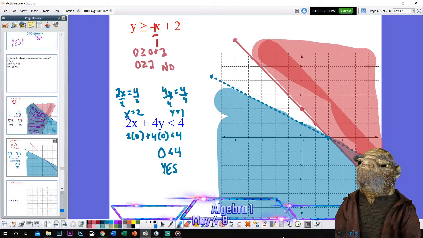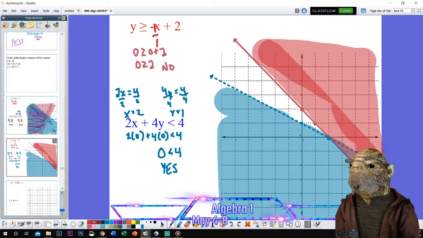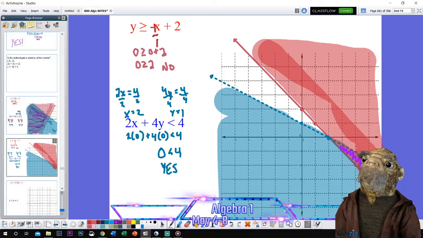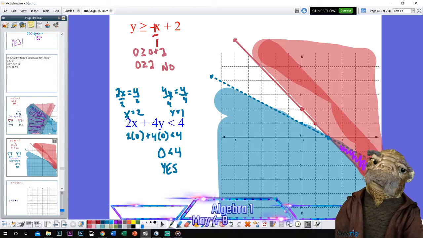Alright, now it's a little bit hard to see where they overlapped, but hopefully you can see that it's red and blue all in here. So this purple part would be my solution.